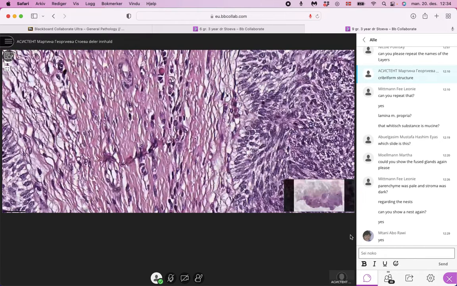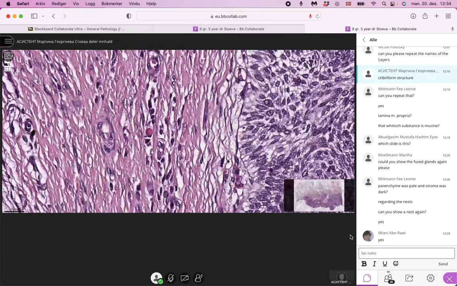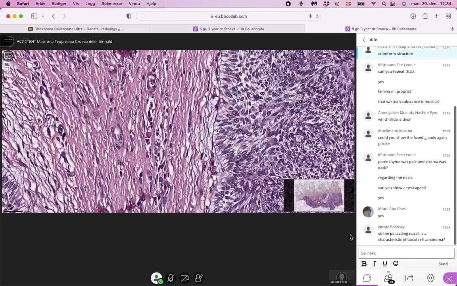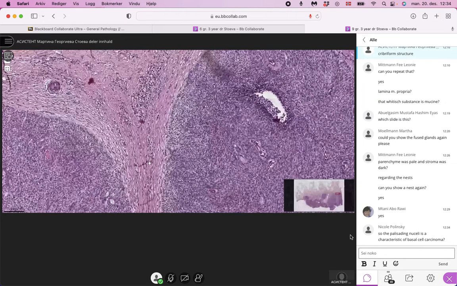This is one plasma cell with a Russell body. Just to remind you that Russell bodies are protein accumulations within the plasma cells. These are immunoglobulins that accumulate in the cytoplasm of plasma cells. There is another one here.